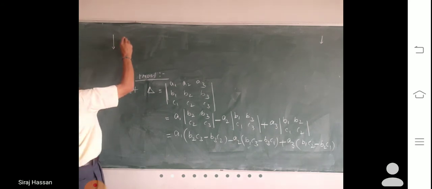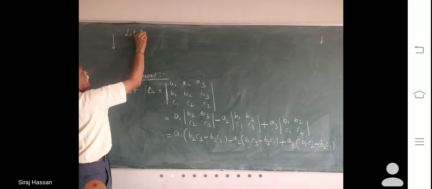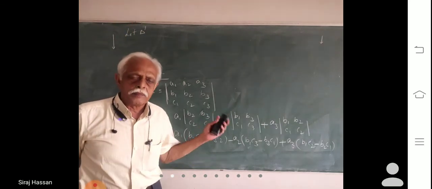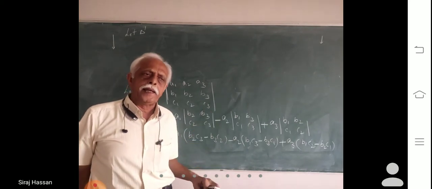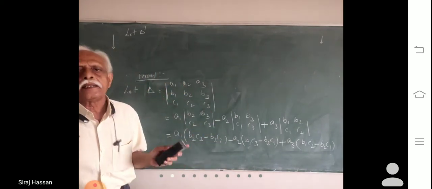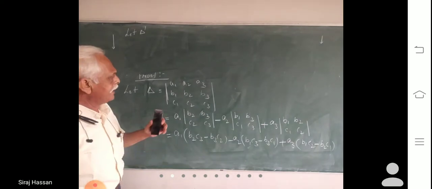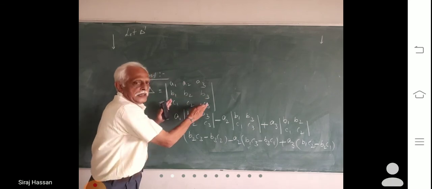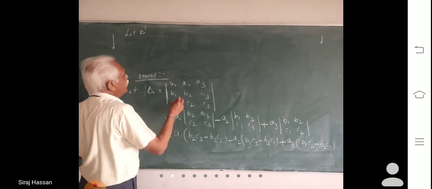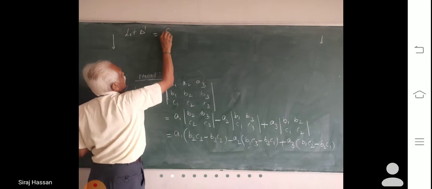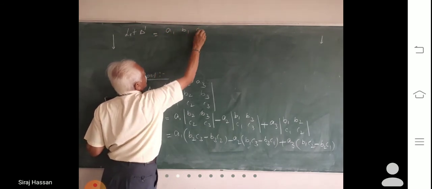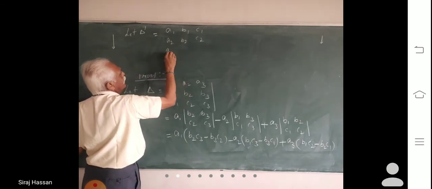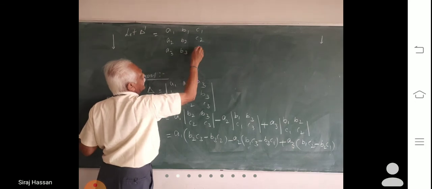Now, let delta dash be the determinant formed by interchanging the rows and columns. Means first row becomes first column, second row becomes second column, third row becomes third column. Means you will be getting A1, B1, C1, A2, B2, C2, A3, B3, C3.